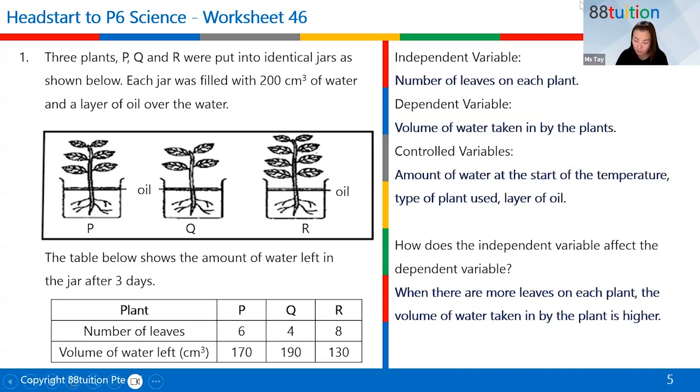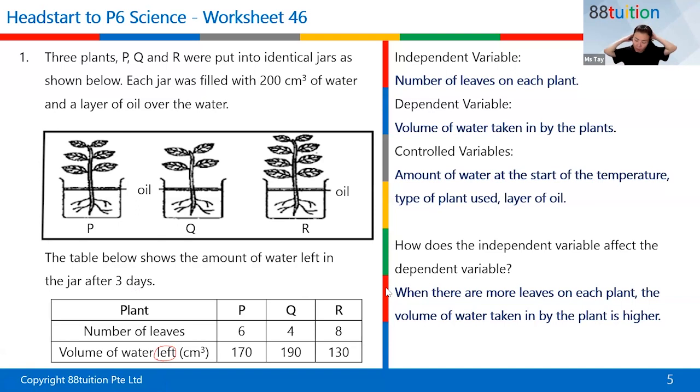Okay, so the first one, the independent variable, is something that we change, and that's the number of leaves. The number of leaves will determine the volume of water that is taken in by the plant. So we measure the volume of water. Over here it says left behind, but the amount of water that is left behind is also indicative of how much water was actually taken in. This is something that we can find out easily.